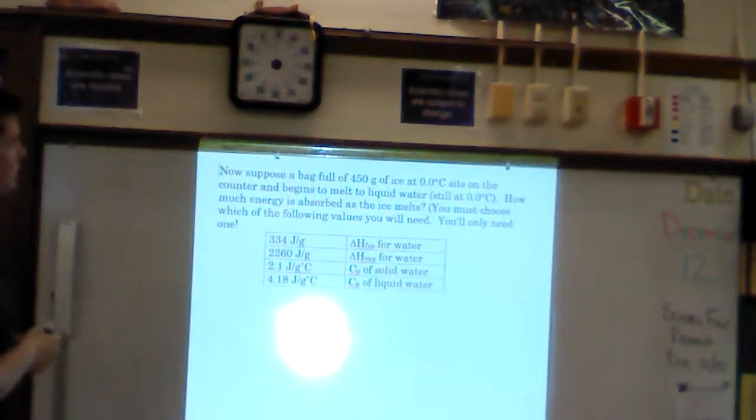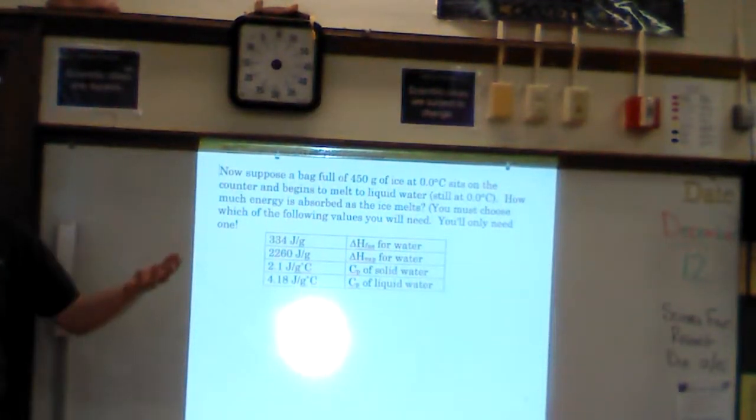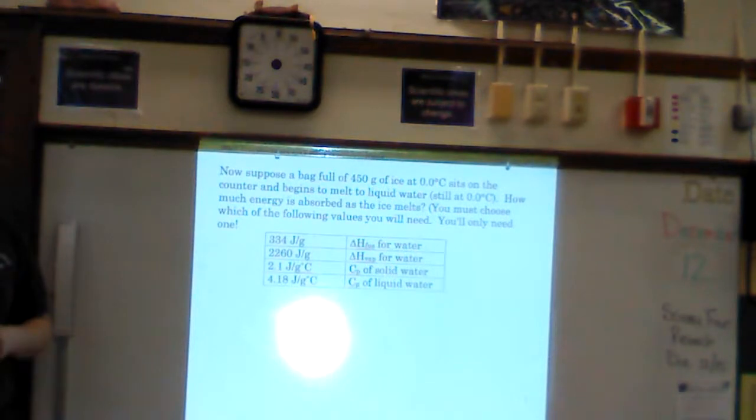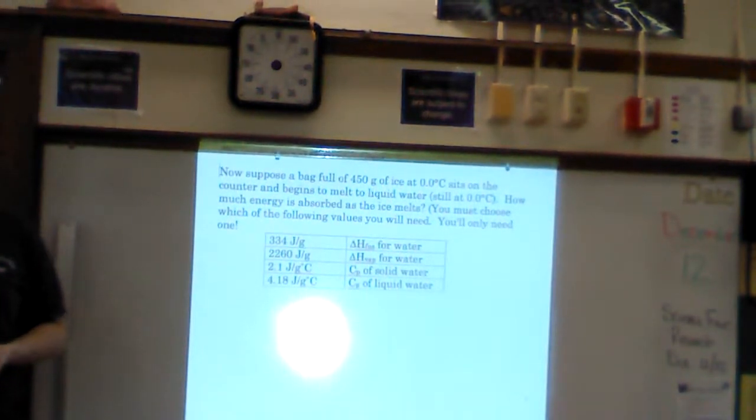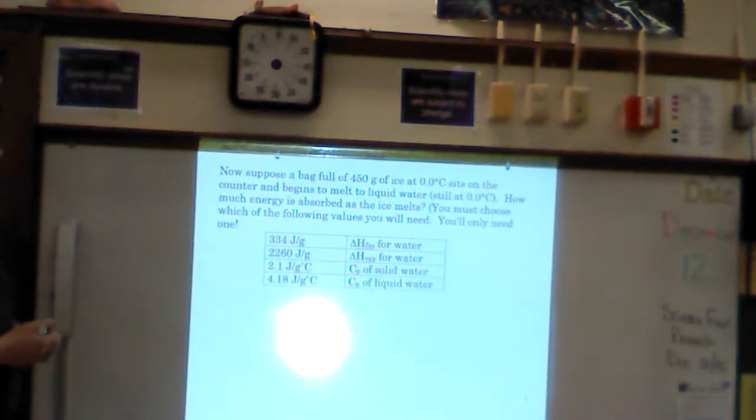All right, so take a look. It's a word problem with a chart, right? And we like charts because the chart gives you whatever information you need in order to solve the problem. I will read it to you.